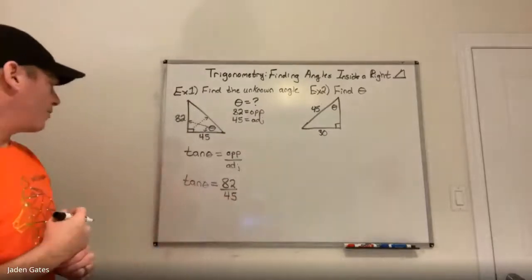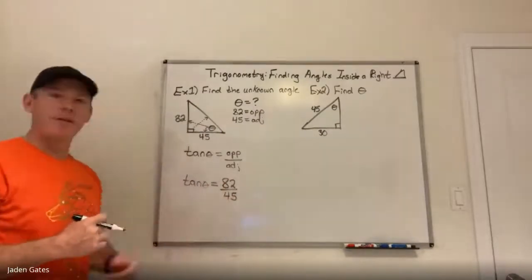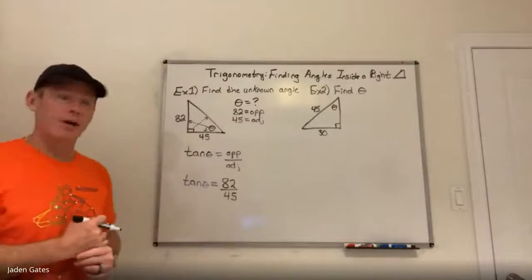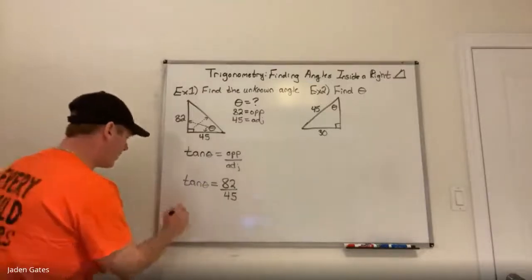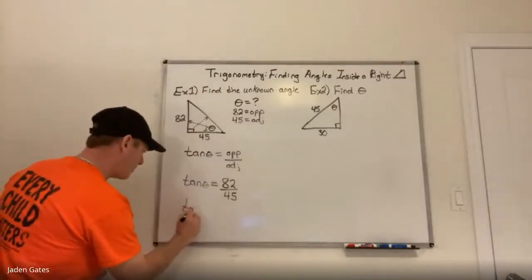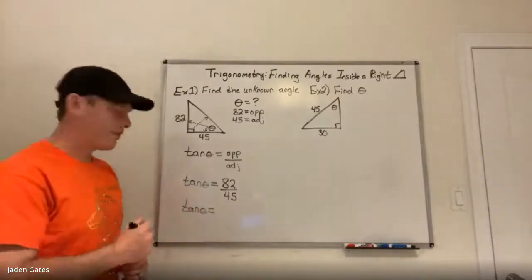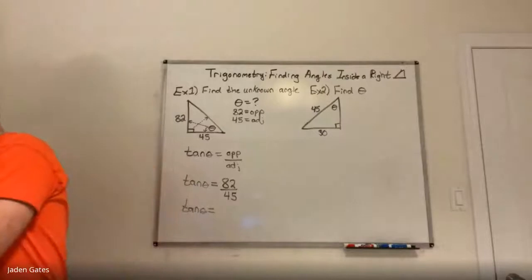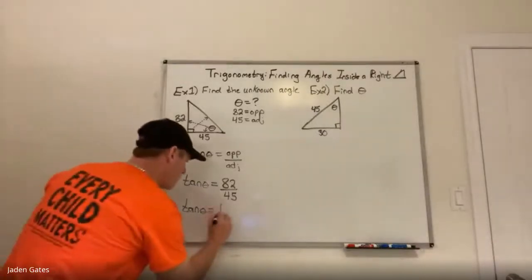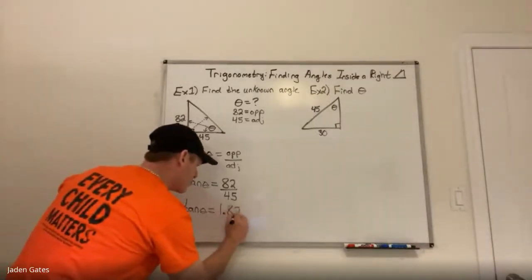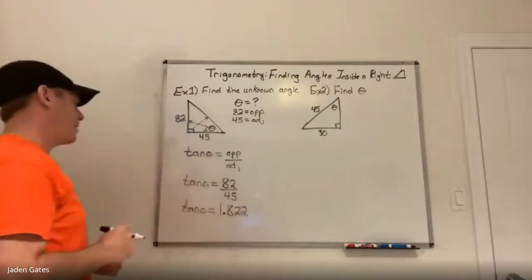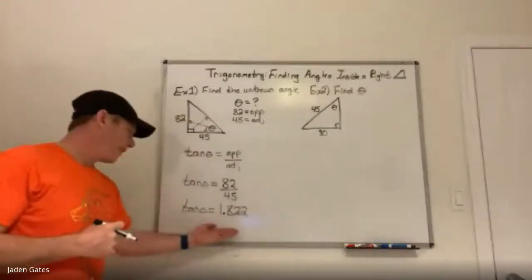Now, 82 divided by 45, that's a fraction. That's just a divided by question that hasn't been done yet. So I can figure that out. I can take 82 divided by 45. That's going to be 1 point something. Let's see here. I get 1.822.